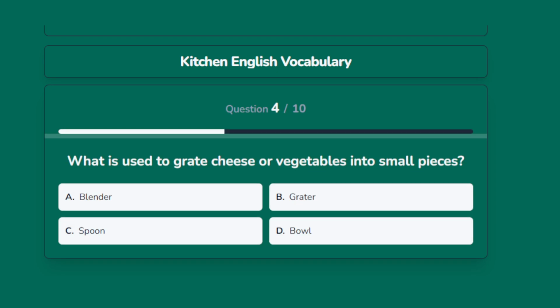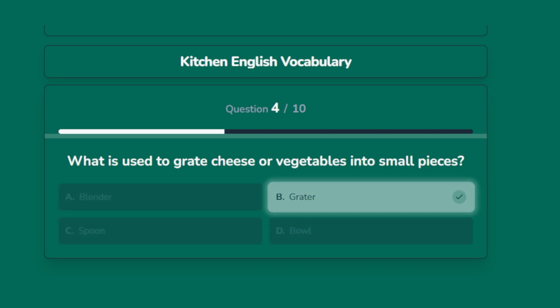What is used to grate cheese or vegetables into small pieces? Options are A. Blender, B. Grater, C. Spoon, D. Bowl. The correct answer is grater.